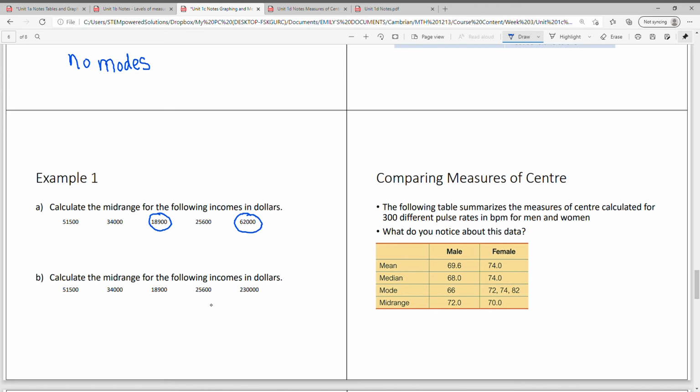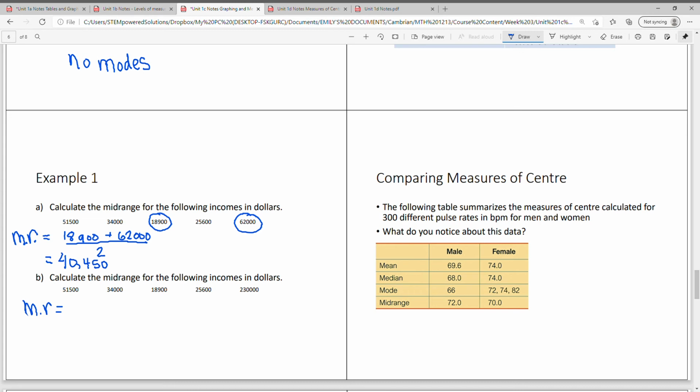So what we're going to do is we're going to take $18,900 and add it to $62,000, and then we'll divide by 2. And that's how we'll calculate the mid-range. So $18,900 plus $62,000 equals $80,900 divided by 2, $40,450 is the mid-range.